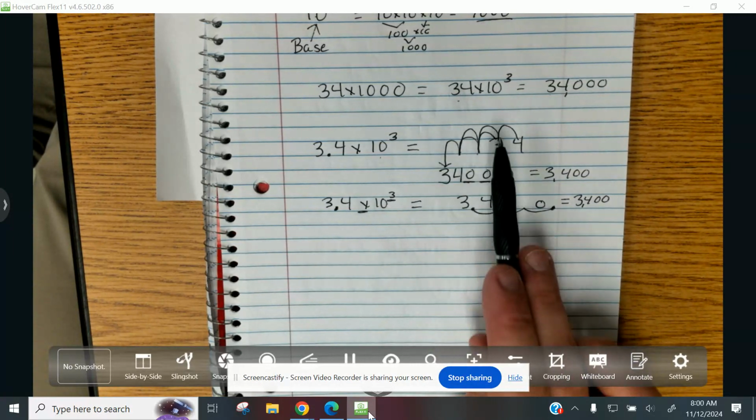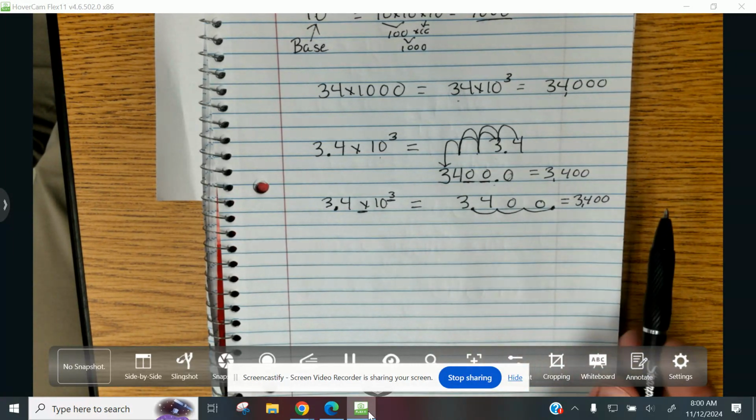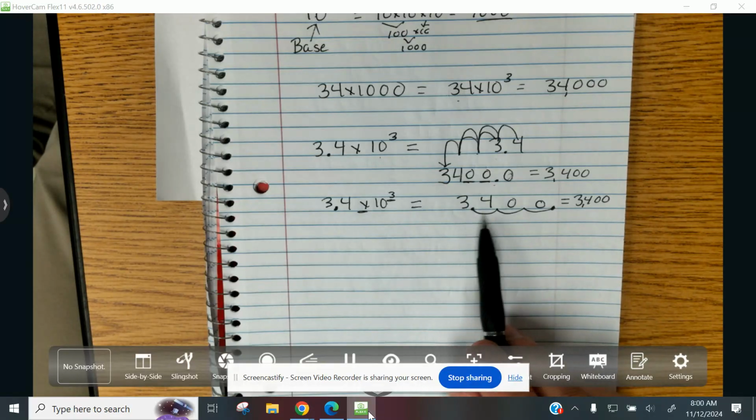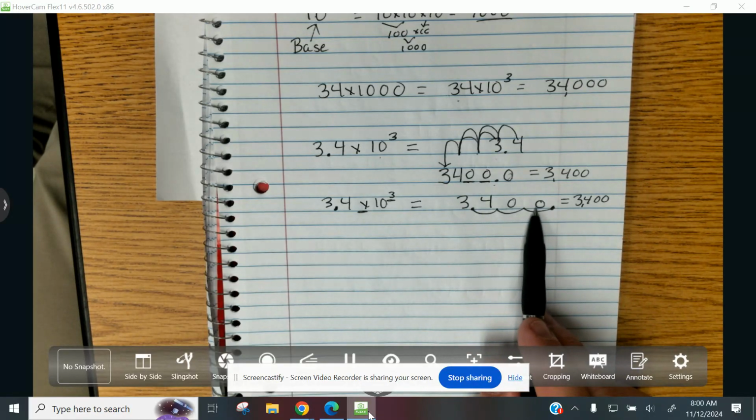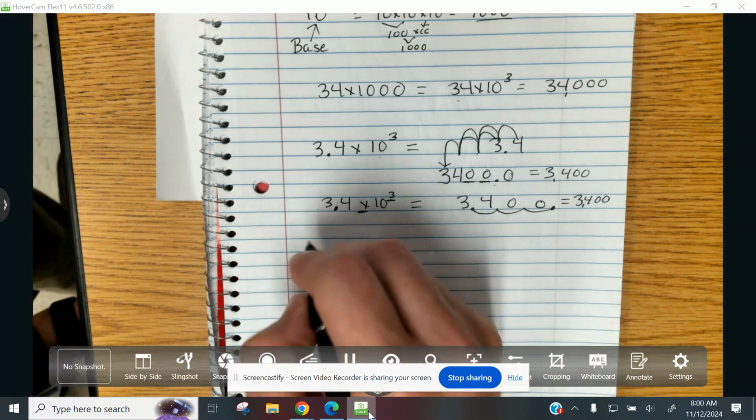That's what's really going on up here. And then we have the shortcut. So you can probably tell which one you like a lot better. This one's a lot nicer, a lot less messy. Okay. So now we're going to try another one.